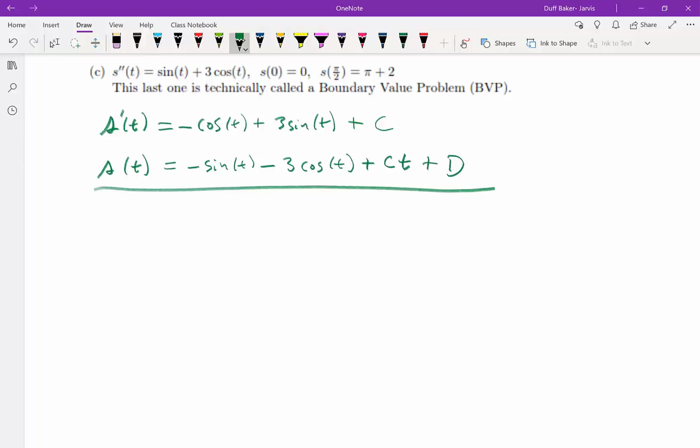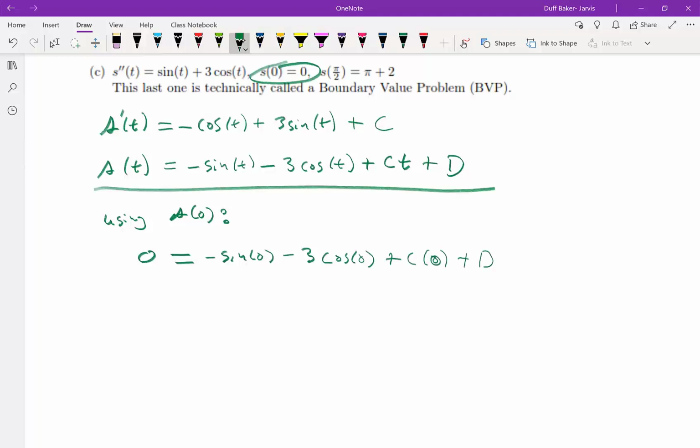We have to use each of these pieces of information here. So let's use the s of 0 equals 1. If we plug in 0, we get 0 equals 3 cosine of 0 plus c times 0 plus d. So that's 0 equals 0 minus 3 plus 0 plus d. So that says d had to be 3. Okay, so that told us one of the constants.